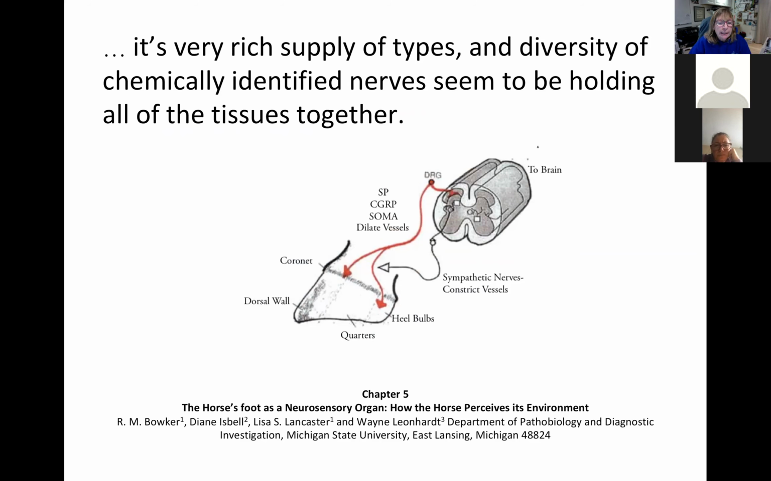But the bottom line is that there are lots of nerves going from the foot to the brain. And these nerves are giving the horse a lot of feedback about where his foot is, how it's meeting the ground, different pressures. So it's this very rich supply of nerves that are holding everything together. And that is most likely what we're affecting when we're putting horses on Surefoot pads.